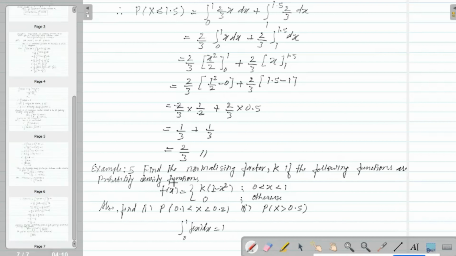Getting? Now after resubstituting the value of k, you have to determine this probability, probability of x lies between 0.1 to 0.2. Then you can determine probability of x which is greater than 0.5. Okay, it is simple for you. Is this simple? Yes or no? Yes, sir. Please do this problem at your home. This is a simple exercise for you.